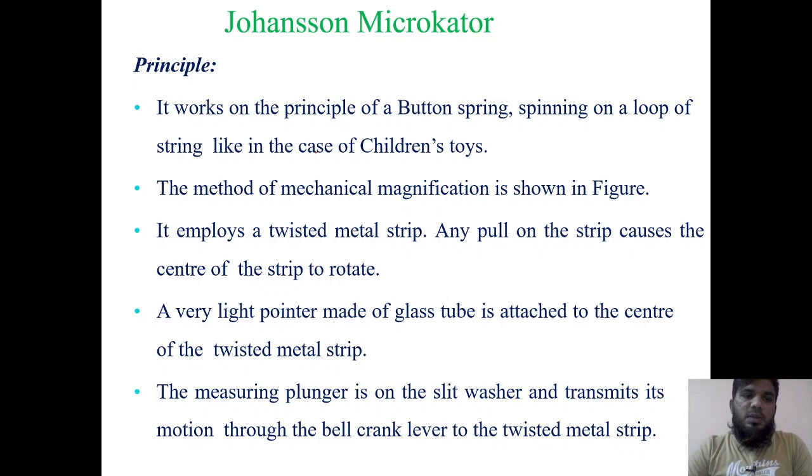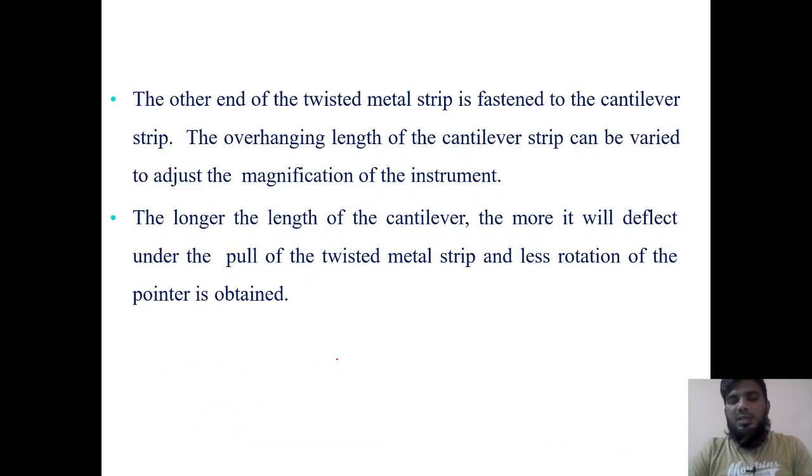The method of mechanical magnification is shown in the figure. It employs a twisted metal strip. Any pull on the string causes the center of the strip to rotate. A little pointer made of glass tube is attached to the center of the twisted metal strip. The measuring plunger is on the slit washer and it transmits its motion through the bell crank lever to the twisted metal strip. Bell crank lever is nothing but that L shape.